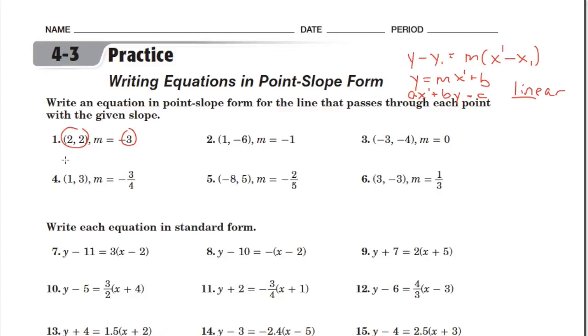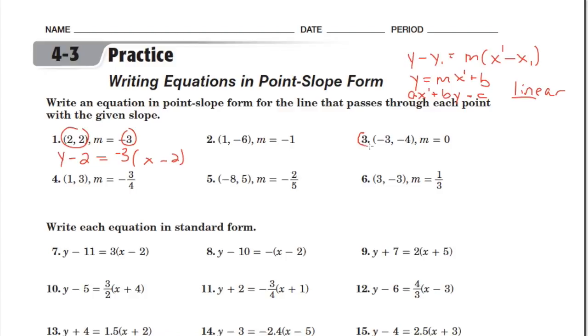So for 1 through 6, I'd like for you to do all of those. We're going to substitute in the 2 for the y value, and then the -3 for the m value, and then x minus 2. Okay, I'll do one more.